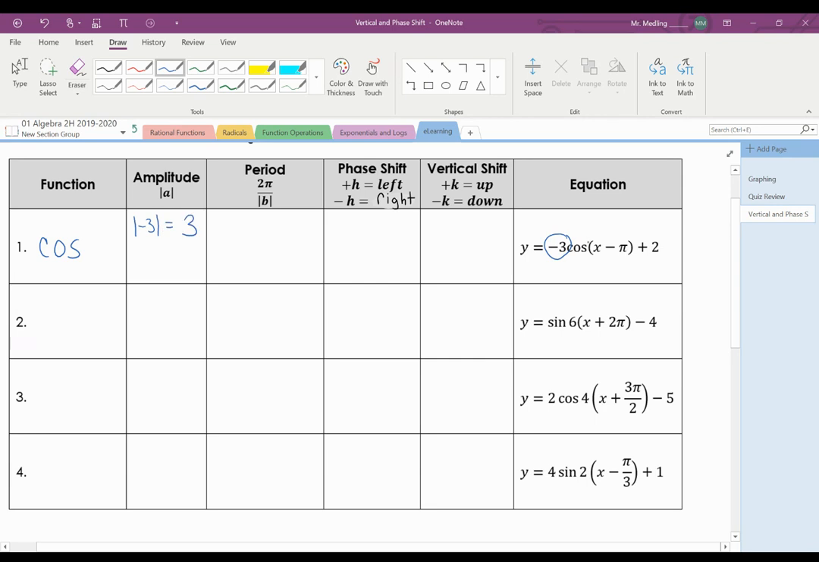All right, the period. We look for b. In this case, b is 1. There's no number showing up there, but there is a 1 there. So it's going to be 2 pi over 1, which is just 2 pi.